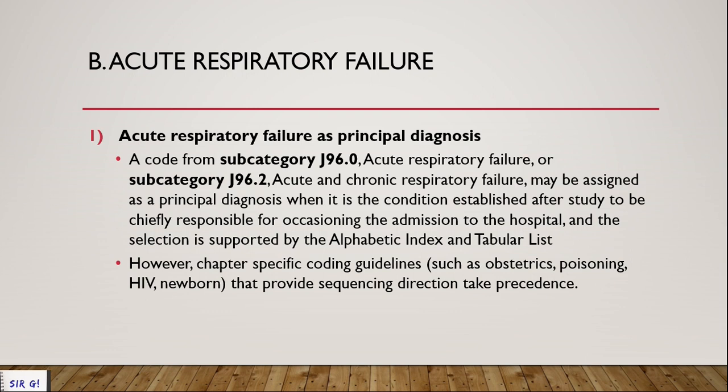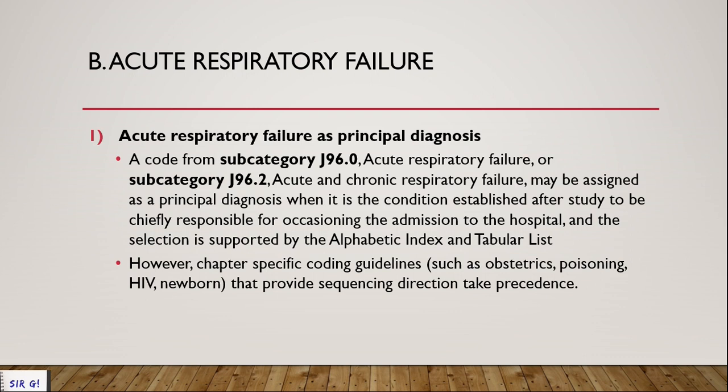Now, here is a few reminder, because I encountered this when I took my CRC, or risk adjustment coding. There's a combination code for acute and chronic respiratory failure. You don't need to code them separately, because we have a separate code for acute, we have a separate code for chronic, and we also have a code for acute and chronic. So don't be confused if the documentation is specifically saying acute on chronic or acute and chronic. We are going to use J96.2.